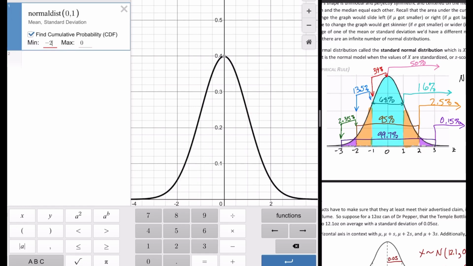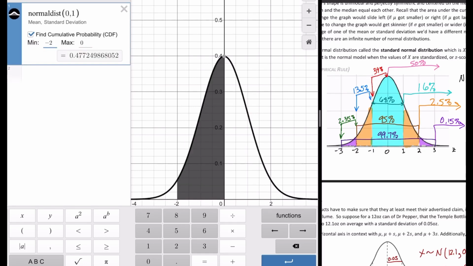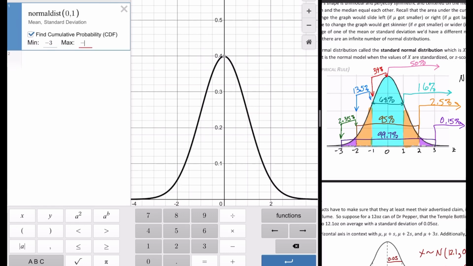So what if I go from -2 to 0? Notice that's about 47%, 48%. But one of our numbers we had written down was -2 to -1. Should be about 13.5, and it is. It's about 13.6. And the last number we wrote down was -3 to -2, and that should be about 2.35. And a little bit more precisely, it's about 2.14%. So there you have it. Those are the more exact values. There's still approximations, but more exact values than our empirical 68, 95, 99.7 rule.